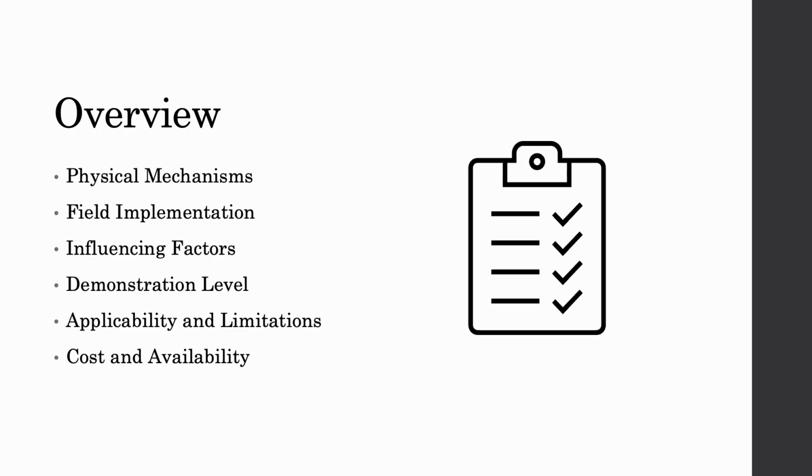Then we're going to get into some influencing factors, different things that make this method work or not work in different circumstances. And then demonstration level, which will just be some case studies and different examples of the use of containment and ground modification. Then we're going to go into applicability and limitations. Again, kind of has to do with influencing factors, things that affect whether it will be successful or not as a remediation method. And then we'll go into some costs and availability.